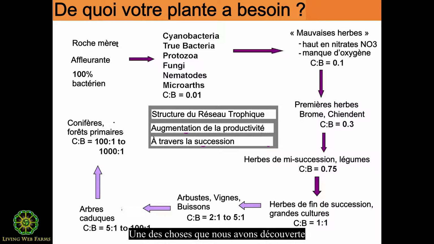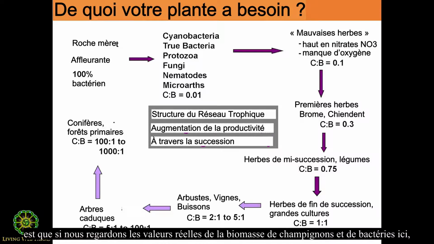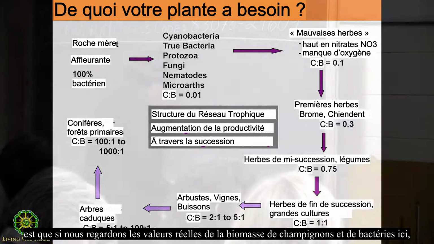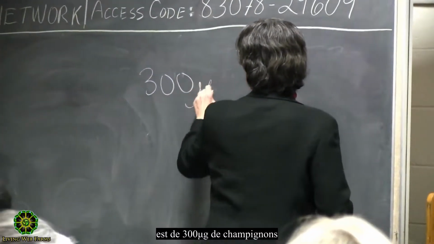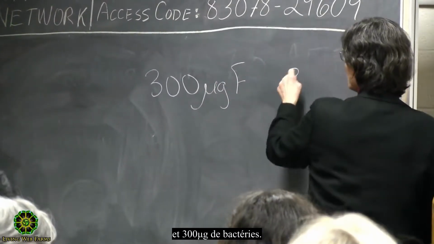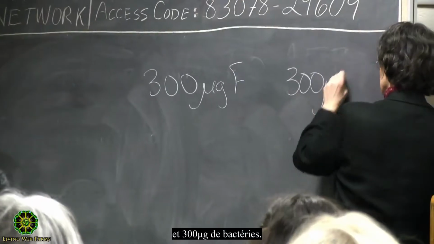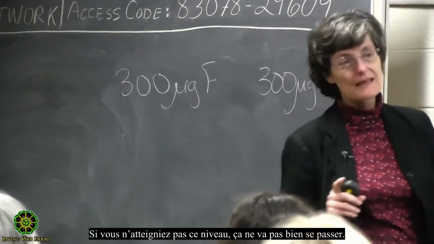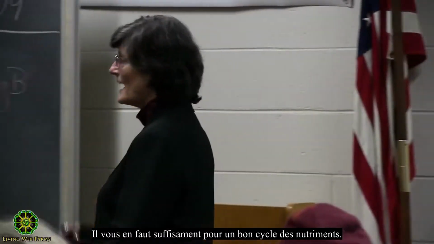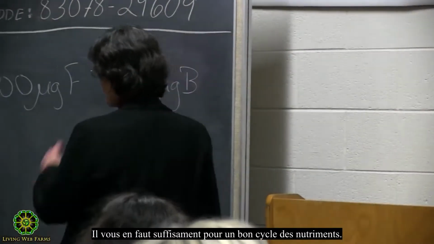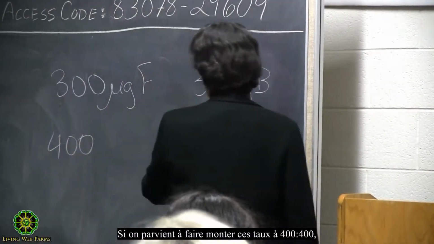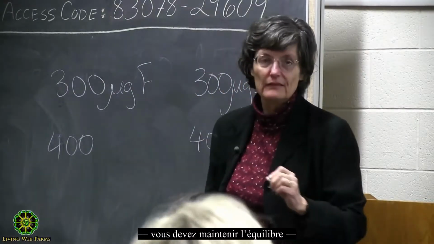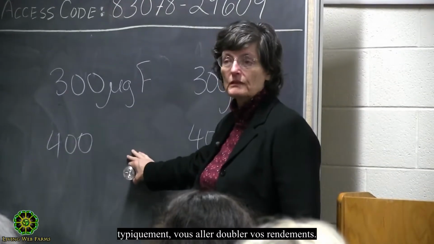One of the things that we've discovered is that if we look at the actual values of the bacterial and fungal biomass in there, the minimum levels you have to grow a decent crop is 300 micrograms of fungi and 300 micrograms of bacteria. Minimum. If you don't have this level, not going to do very well. You have to have enough to be able to have the nutrient cycling going. If we can get this up to 400 and 400, you must maintain the balance. Typically, you're going to double yields.